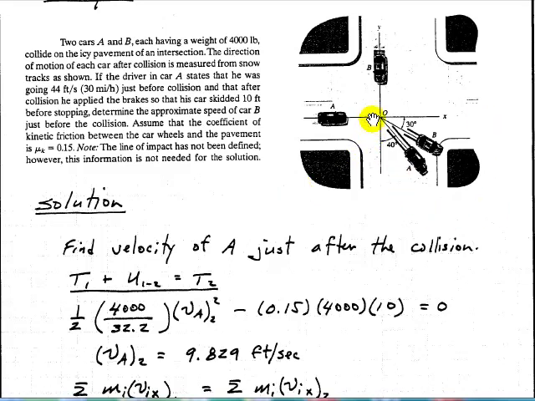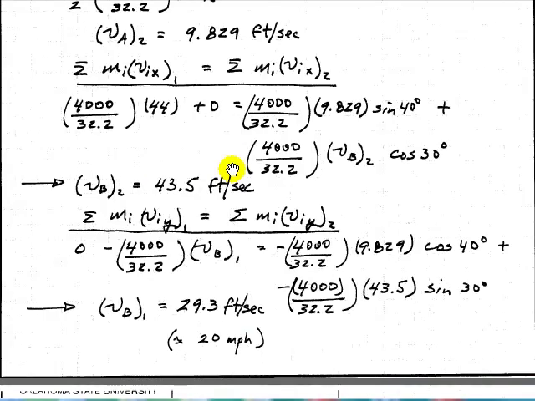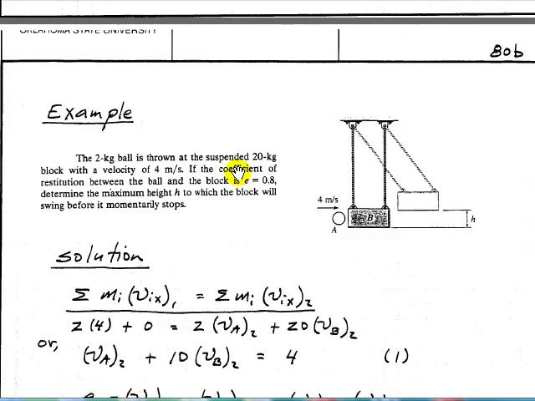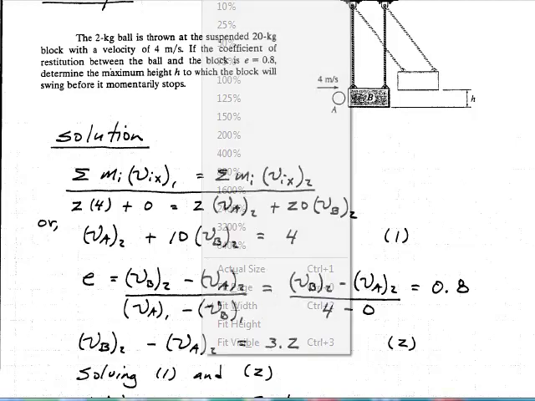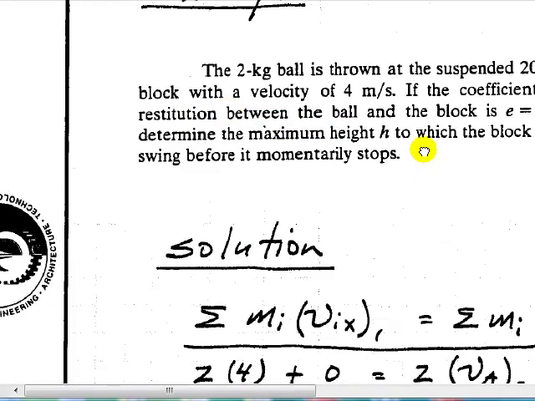And since we didn't know the line of impact back then, we could not have worked with coefficient of restitution anyway. Moving on to another problem. Let's read the problem statement by zooming in a bit first.